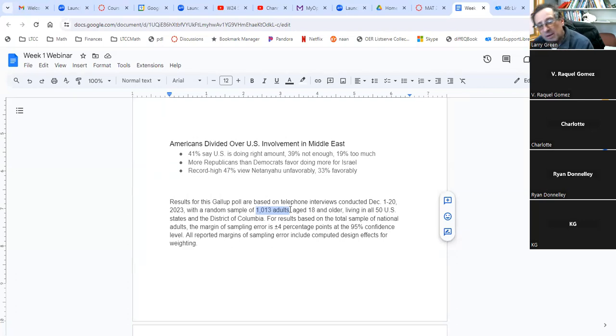So do you know how many people there are in America, about? It's around 340 million people. Okay, it's definitely not a couple billion. Yeah, it's not a couple million either. 340 million people, and probably 50, 60 or 70 million of those are kids. But still, we're talking about hundreds of millions of people, and they surveyed 1,013 adults.